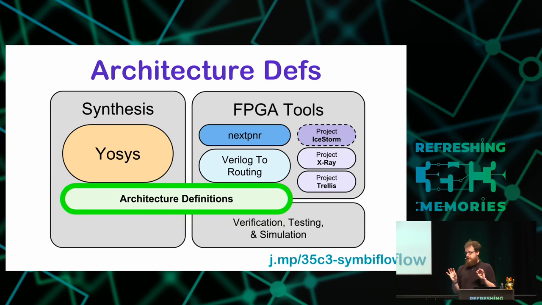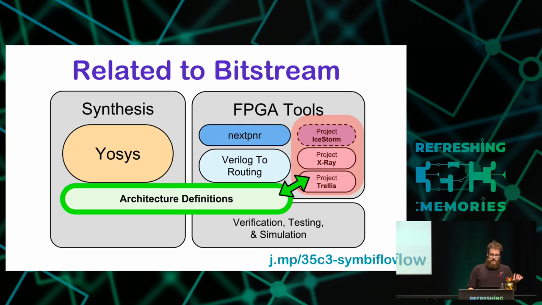And then we have this last thing that we call the architecture definitions. The architecture definitions are highly related to the bitstream documentation. The bitstream documentation tells you how to set the bits to turn on features, but it doesn't necessarily tell you what those things do, or why you might want to use them, or how you might use them. And that's what the architecture definitions are trying to do.